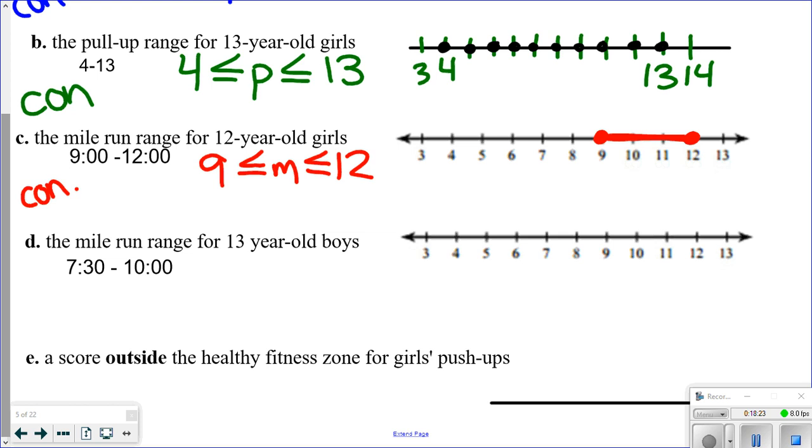What about the mile time for 13-year-old boys? Anywhere from 7 minutes and 30 seconds all the way up to 10 minutes. So 7 minutes and 30 seconds is like 7.5. Our highest is 10. Use an M again for mile. Our mile time has to be greater than or equal, so make sure your alligator mouth, your symbol, is eating the M. But it has to be less than or equal to 10.